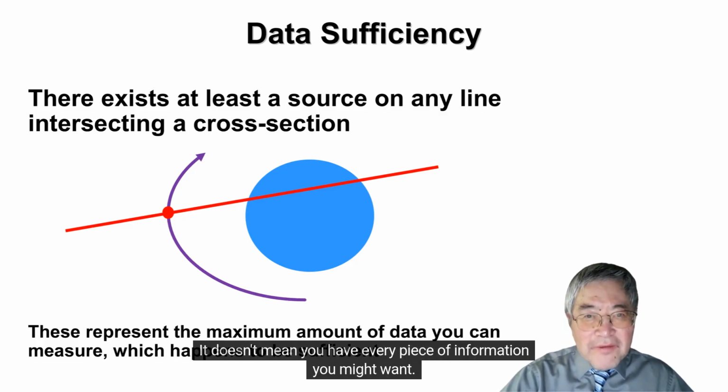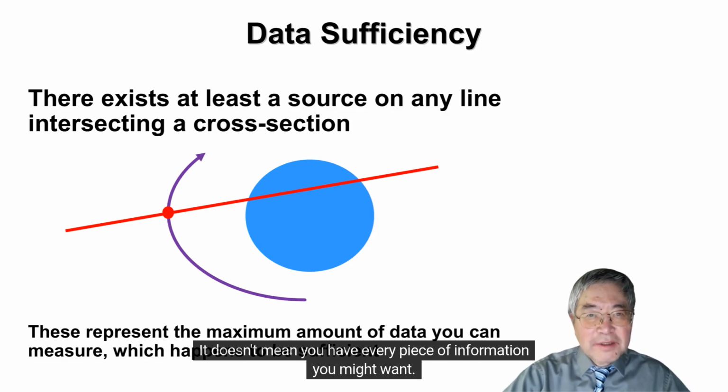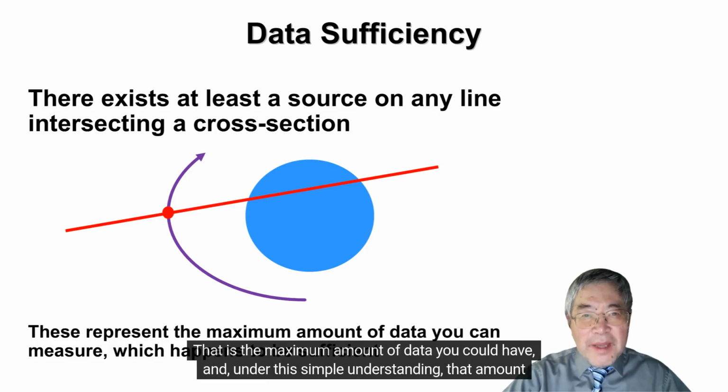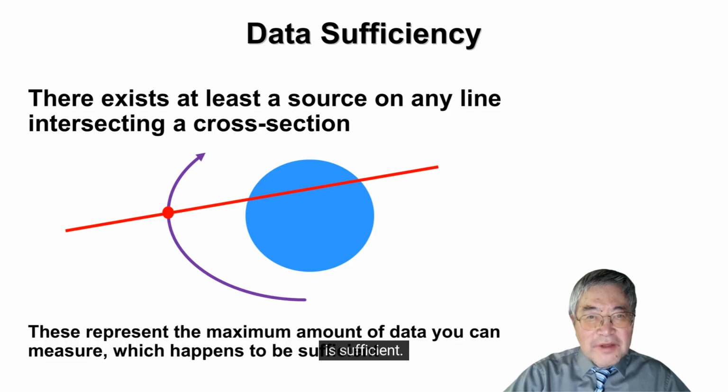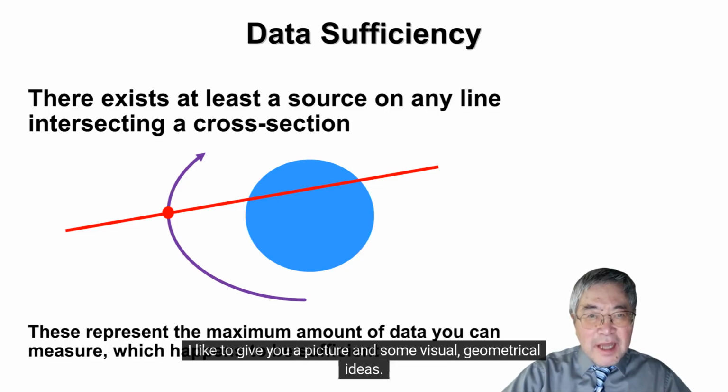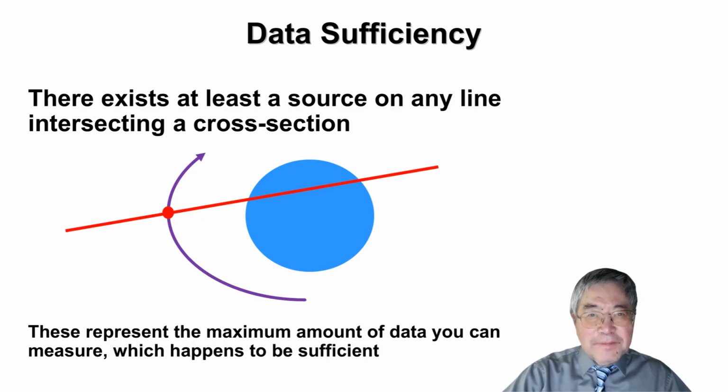It doesn't mean you have every piece of information you might want. It means if a line intersects the cross-section, then we have data on that line. That is the maximum amount of data you could have, and under this simple understanding, that amount is sufficient. This is the way I understand the subject and how I try to explain it to students. I like to give you a picture and some visual geometrical ideas. If you feel confused, you can watch my lesson.